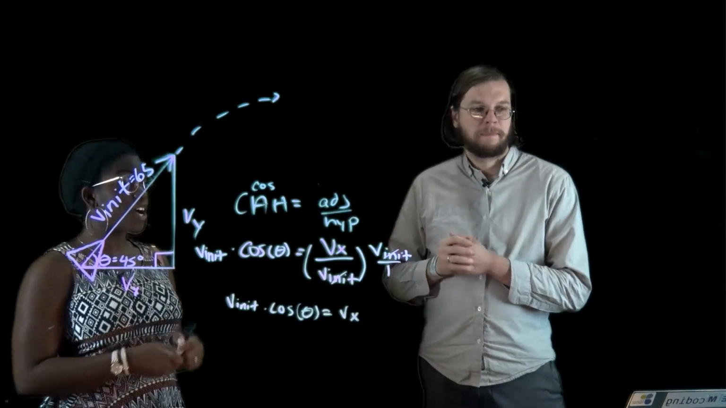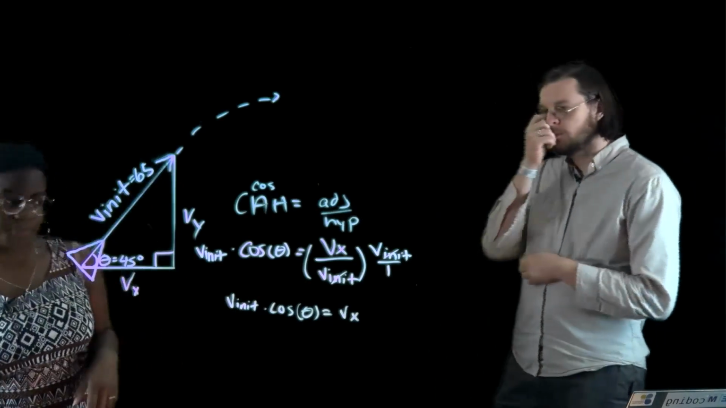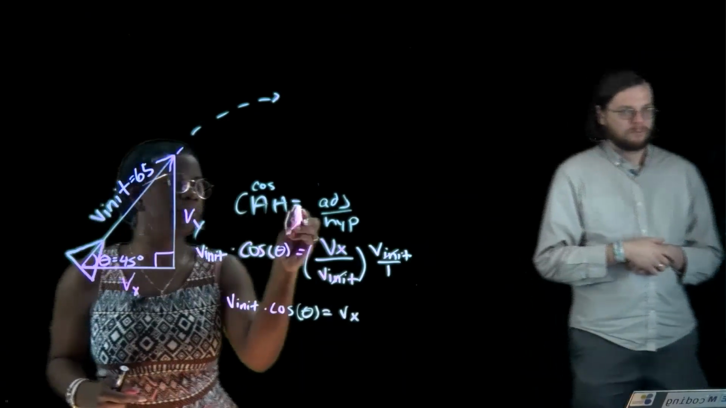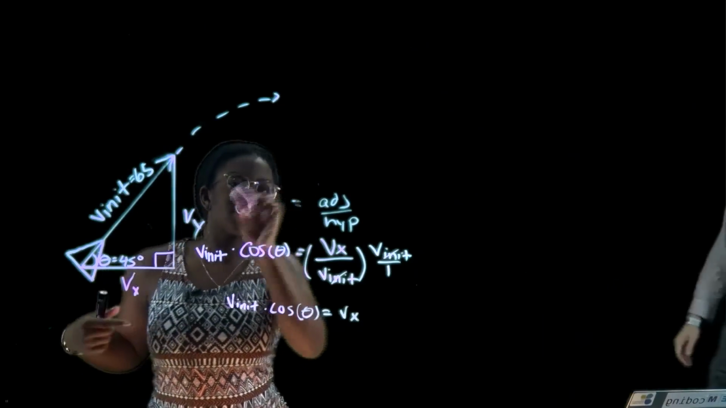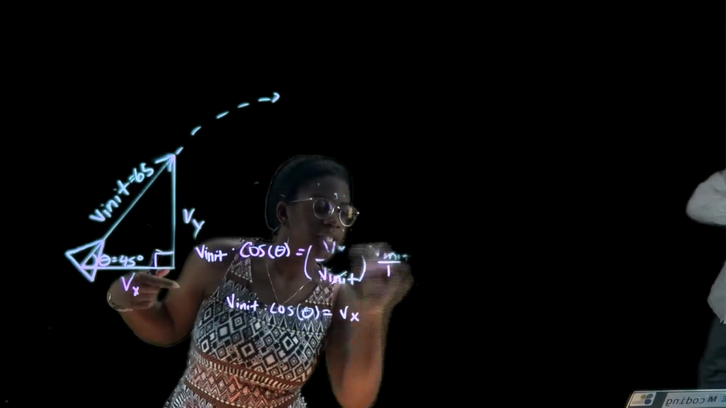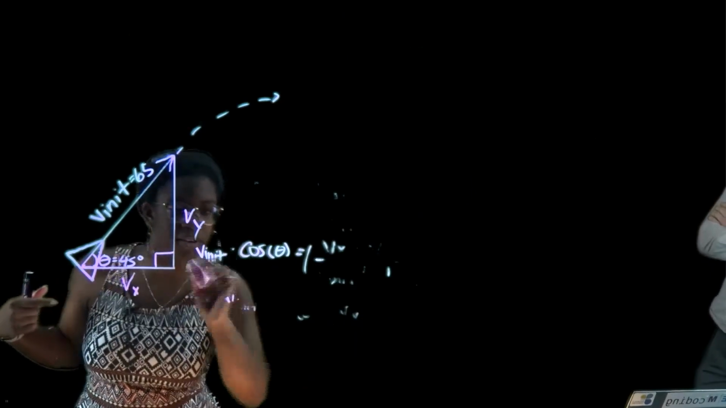Lucky for us, it's pretty similar. It just doesn't use cosine. So there you go. For our sine, just erase everything here.